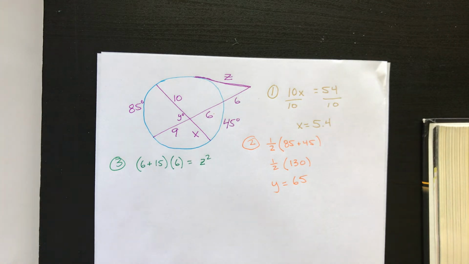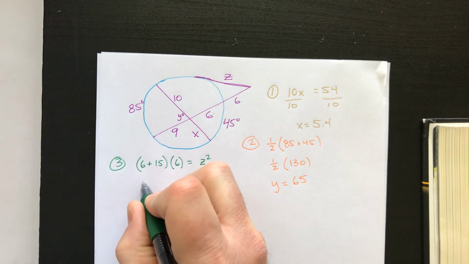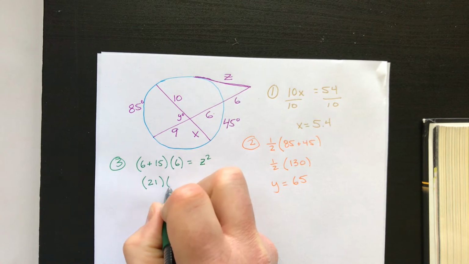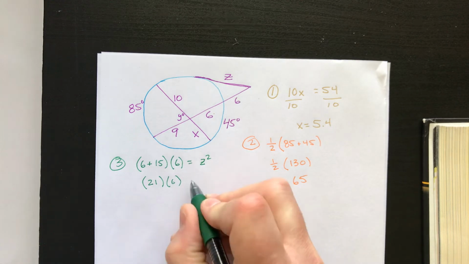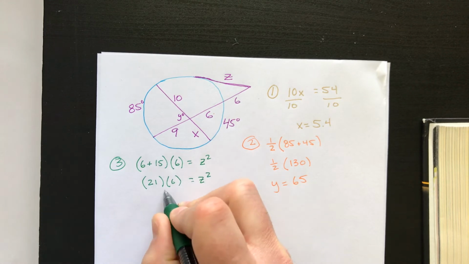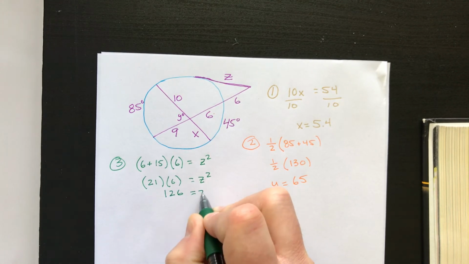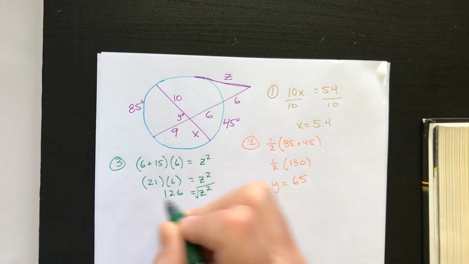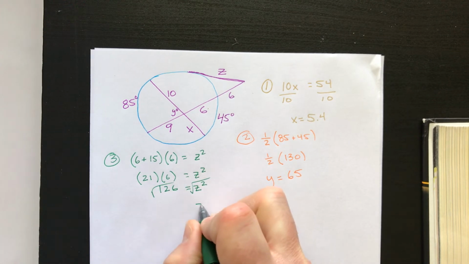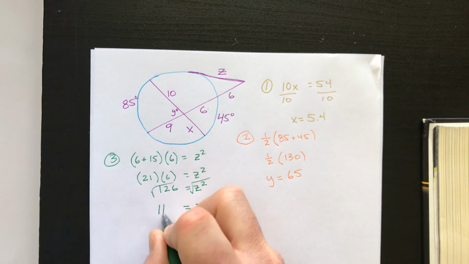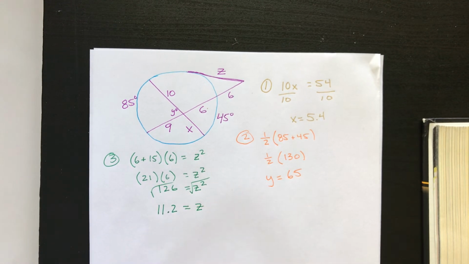All right? So we do 6 plus 15. Remember, you always do what's inside of the parentheses first, order of operations. And then we have 21 times 6 is 126. In order to get rid of that square, take the square root. So the square root of 126, about 11.2. So z is equal to 11.2. All right. Now let's do number 4.